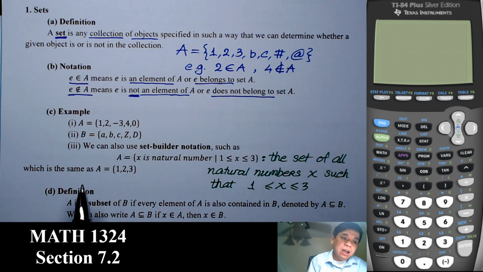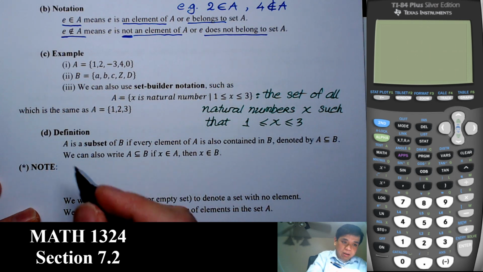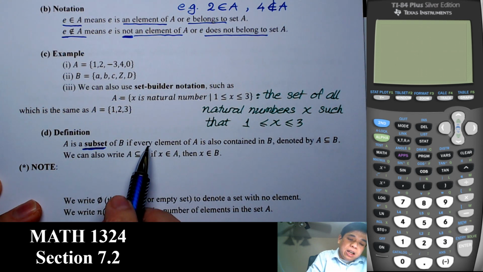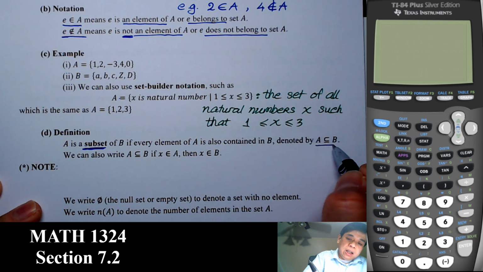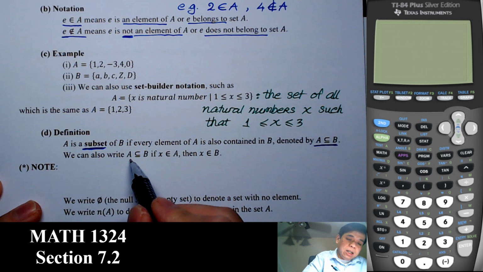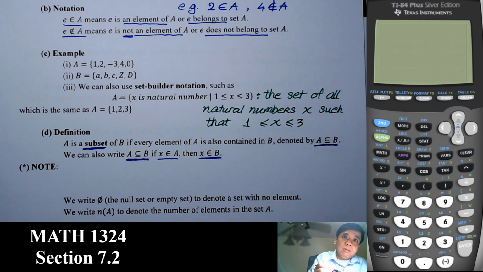Next we define A is a subset of B. Now this is not an element of, it is a subset of B. If every element of A is also contained in B, we denote A with that symbol. It has the equal sign, so they could be equal, but it has to be that simple. We can also write A like that: if x is in A, then x is in B.